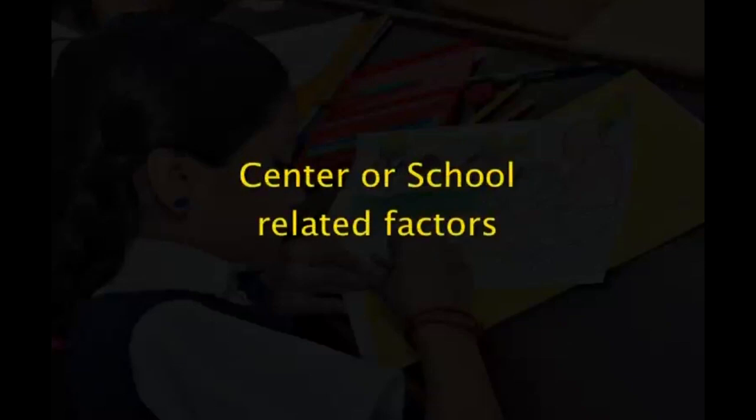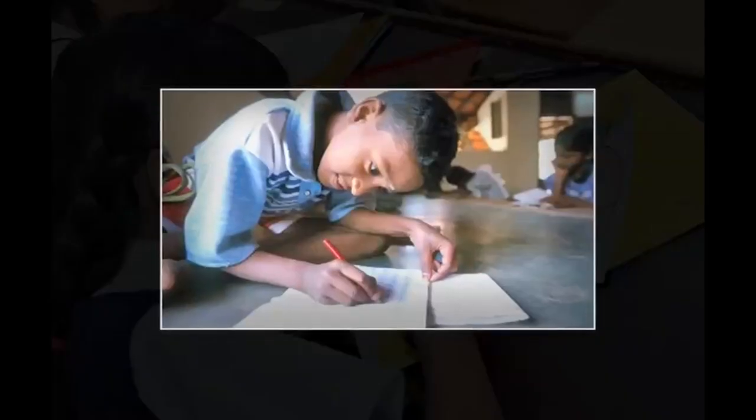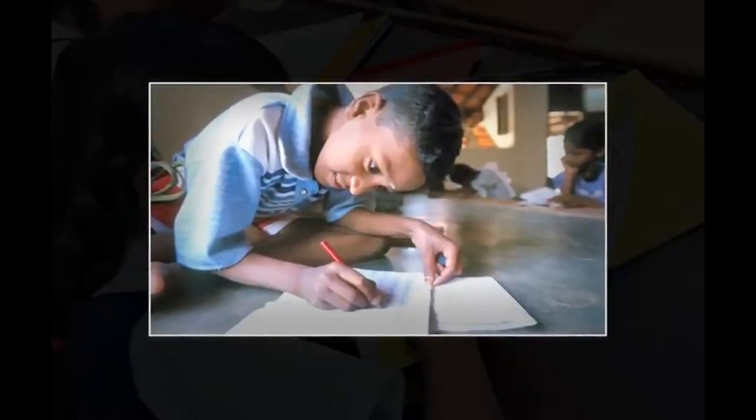Next is the center or school related factors. The important factor is the philosophy or the objective of the school. It is an important factor in curriculum planning. There are different philosophies related to early childhood education. If a teacher wants to adopt any specific system and follow their philosophy and objectives, she has to formulate a curriculum according to that goal or that philosophy.